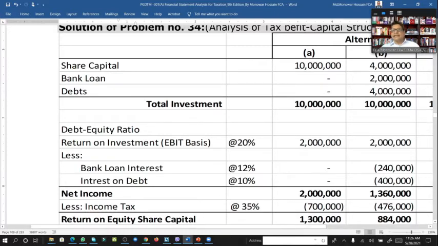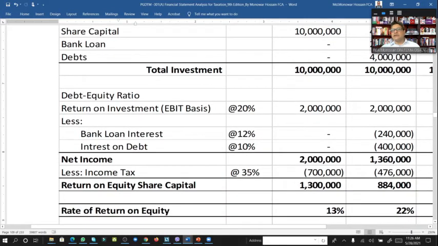So here net income would be 13,60,000. But previously that net income was 20 lakh. Income is reduced, but look here, though income reduced, the tax is also reduced. So 35% of the 13,60,000 net income, multiplied by 35%, is 4,76,000 amount of tax to pay. Previously tax was 7 lakh, but now tax is 4,76,000.